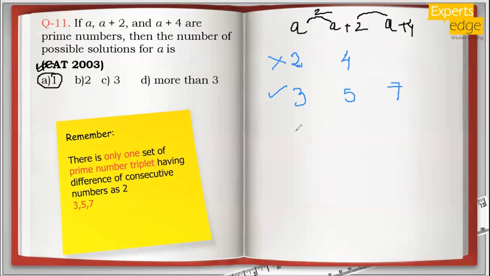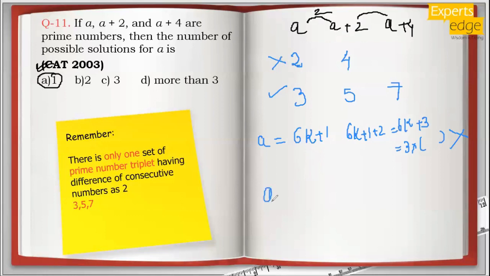So if I take a as 6k plus 1, a plus 2 will be what? 6k plus 1 plus 2. That is nothing but 6k plus 3. And I can take 3 common out here, and this number is broken into 2 parts, so this cannot be a prime number. So I will not get a single prime number out of 6k plus 1.